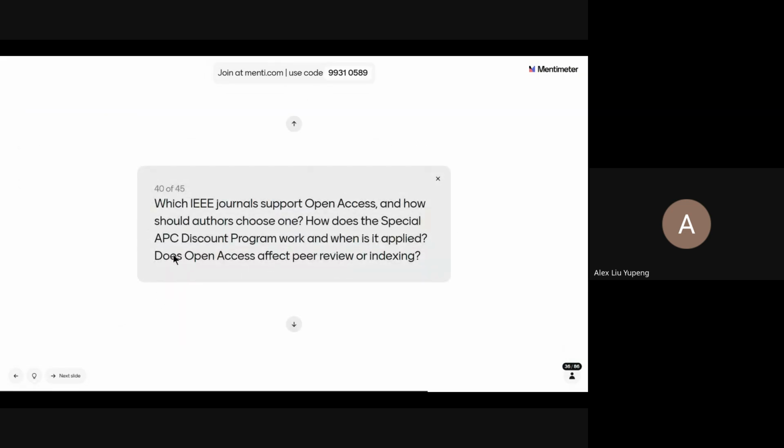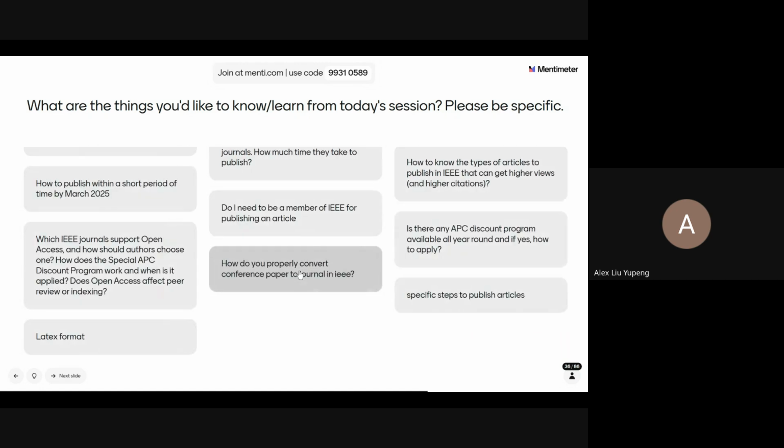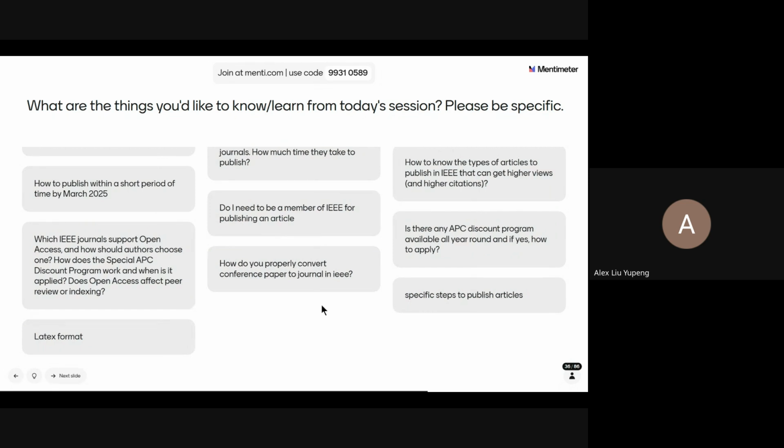Does open access affect peer review or indexing? The answer is no, it doesn't. The reviewer doesn't care whether you're publishing open access or traditional. They will just review your paper as a research paper. They don't put labels. They don't have favorites. They just look at the research quality, whether it matches what the journal is looking for. Not the indexing either. All IEEE journals are indexed in all the major indexing databases.